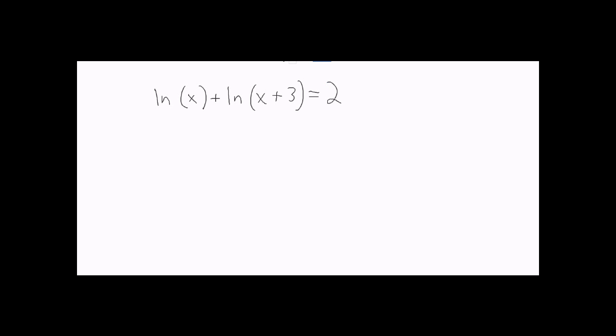Alright, when you've got two natural logs, you need to combine them into one using our rules here. ln of something plus ln of something else means we're allowed to make it one natural log of those two things being multiplied. Like this. And it's going to equal 2. And you can simplify that down to this.